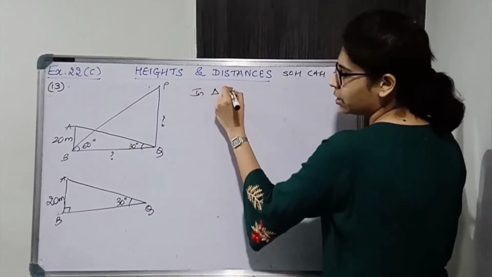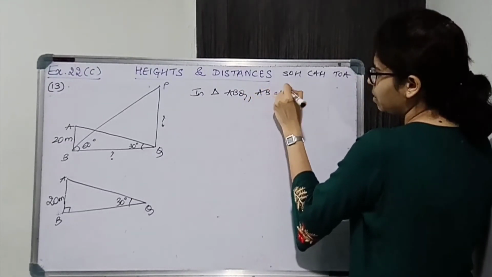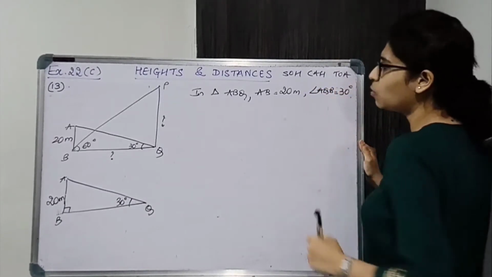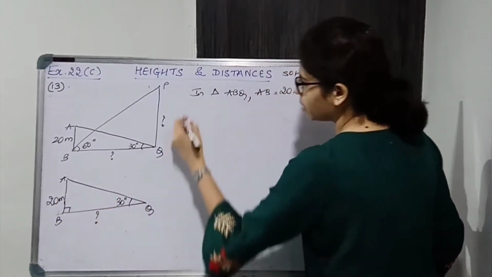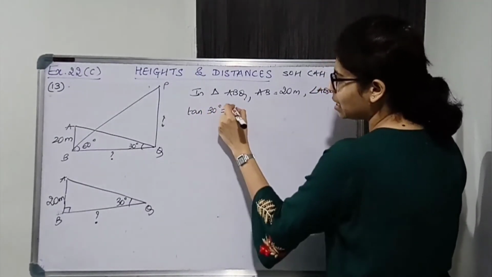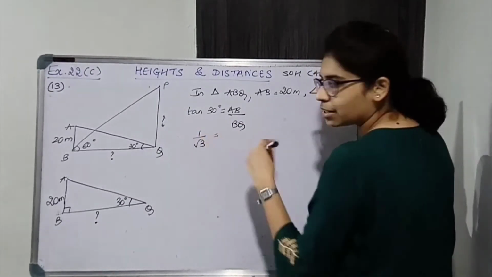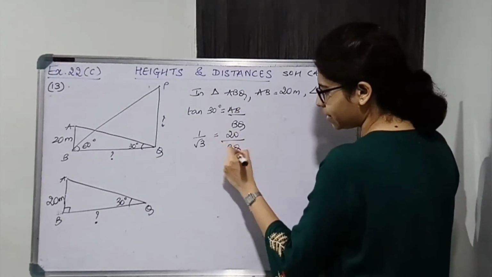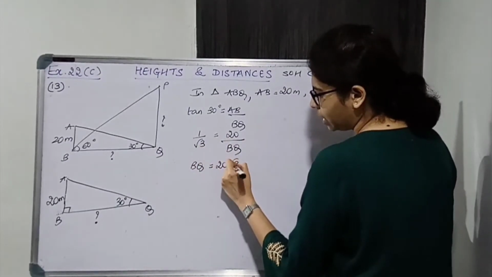Now in triangle ABQ, AB is equal to 20 meters and angle AQB is equal to 30 degrees. Just write this down. Now we'll take tan of the angle because the angle's opposite is known, adjacent we have to find. So tan 30 is opposite, that is AB, upon adjacent, that is BQ. Tan 30 is 1 upon root 3, standard value table. AB is 20, BQ we have to find. Just cross multiply, so BQ into 1 is BQ, 20 into root 3, 20 root 3.